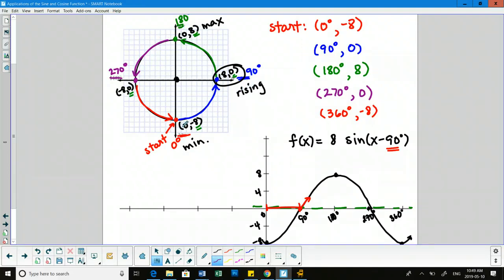Does that kind of make sense when we're thinking about that? Yeah, so when we think vertical displacement, this location will be our rising midline because it's right between, we're going from a min up to a max at that location.